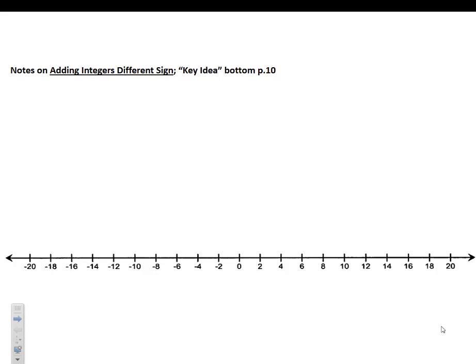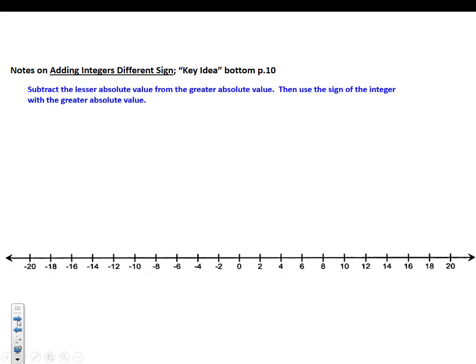Now, I know you already went to the book. You went to the bottom of page 10, and you probably wrote this down word for word. It said subtract the lesser absolute value from the greater absolute value. Then use the sign of the integer with the greater absolute value. Now, if you try to memorize that, wow, that is confusing to me.